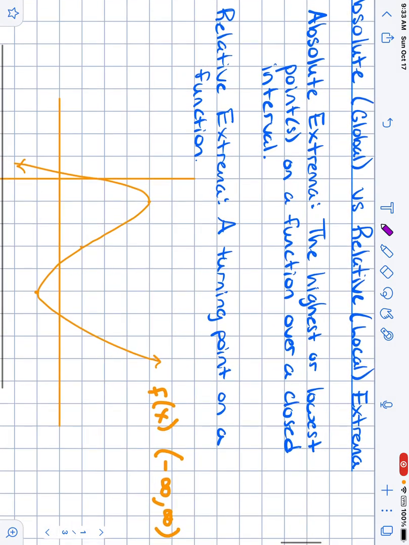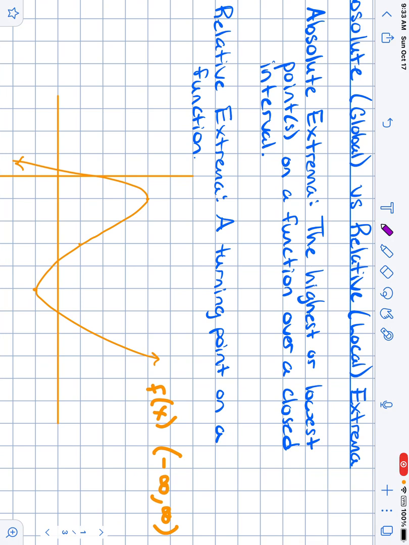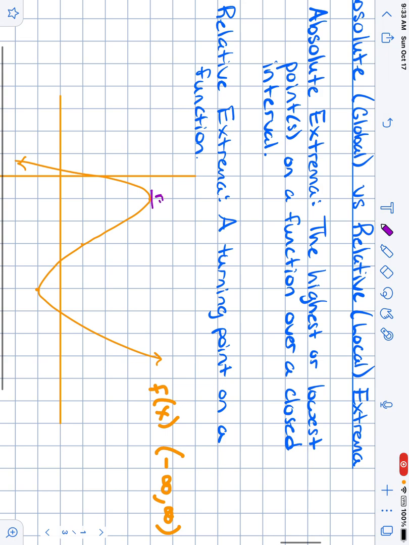So if I look at this function here, I want you to think for a moment: does this function have an absolute maximum or an absolute minimum? And does this function have a relative maximum or a relative minimum? Take a moment to think about it based on the definitions I gave you above. Okay, looking at the relative extrema, the turning points, that's where the slope changes from positive to negative or negative to positive. So there are two relative extrema here. We have a relative maximum here.